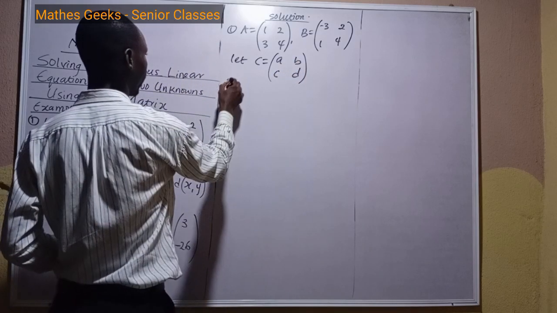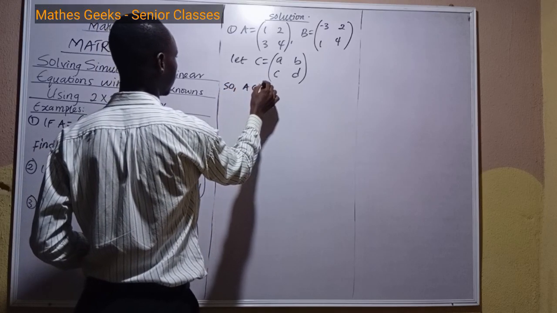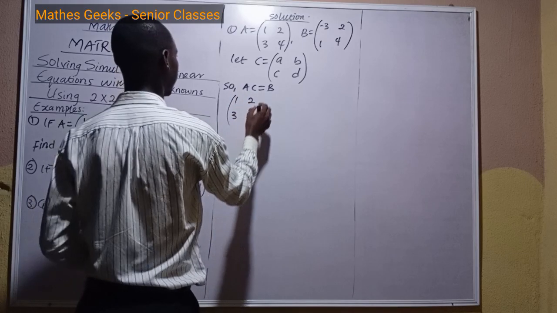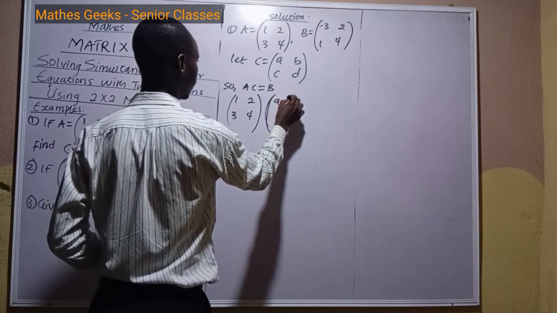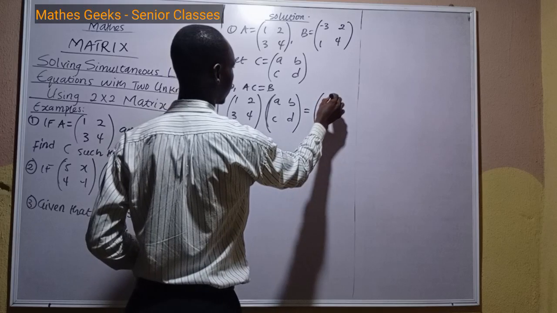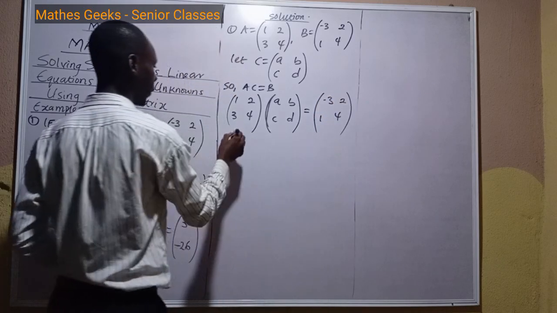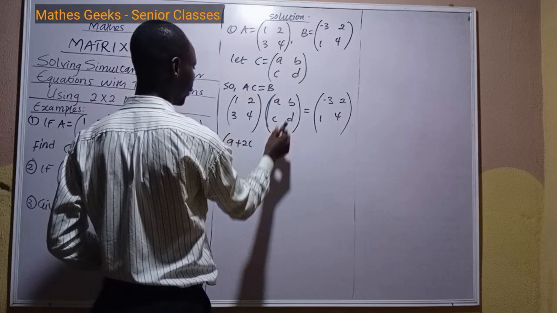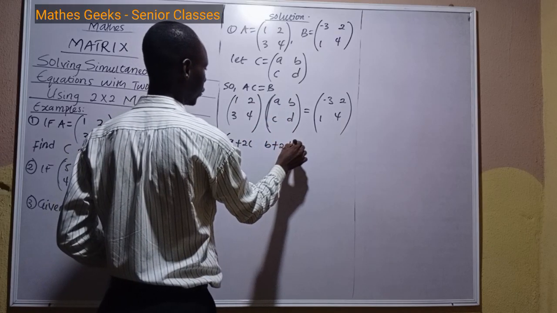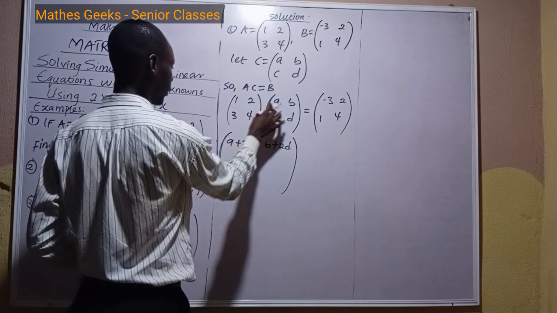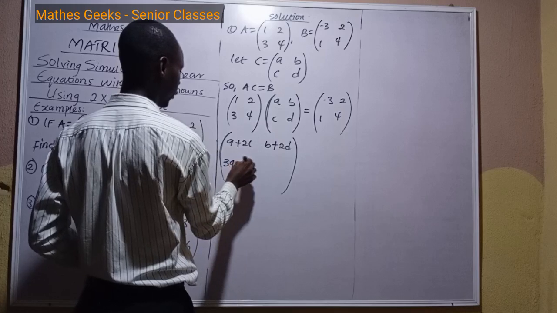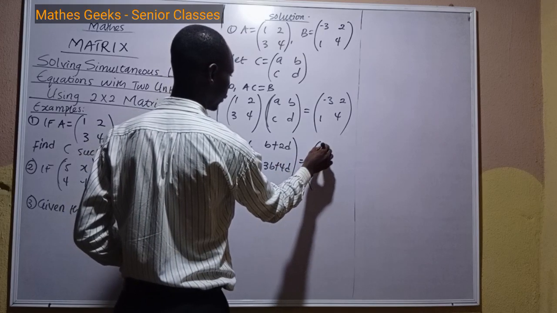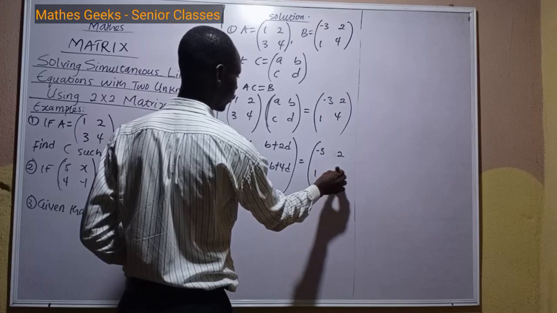Okay, so next thing is we follow the rule. AC is equal to B. So A will give us 1, 2, 3, 4, and C, a, b, c, d, is equal to minus 3, 2, 1, 4. 1 times a is a, 2 times c plus 2c, and 1 times b is b, 2 times d plus 2d. 3 times a is 3a, 4 times c plus 4c, 3 times b, 3b, 4 times d, 4d. So minus 3, 2, 1, 4.